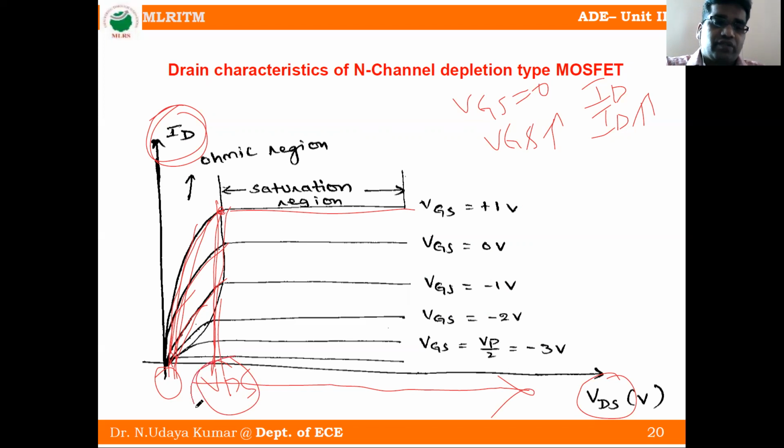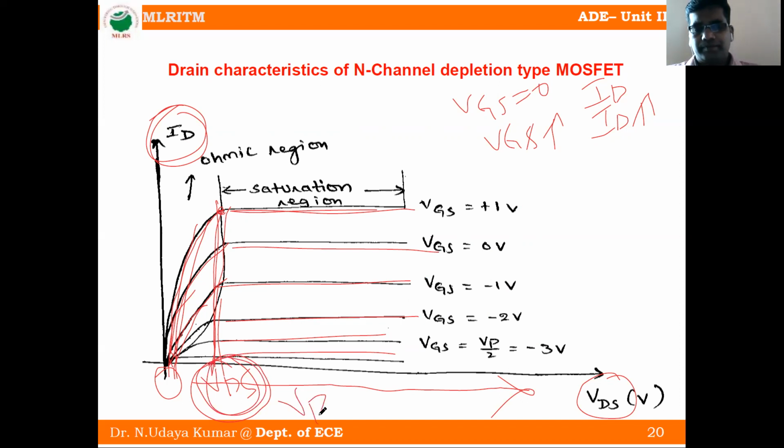So this voltage we call the pinch off voltage, because from this VDS voltage, the ID current is constant. So this VDS voltage we call the pinch off voltage, that is VP. So the drain current ID almost gets saturated beyond the pinch off voltage.